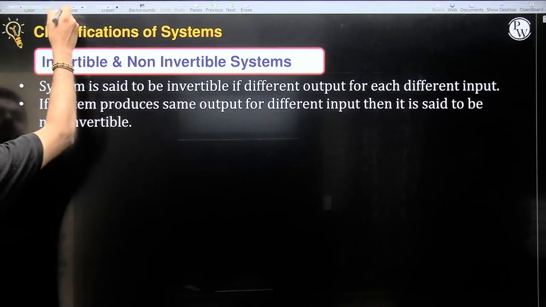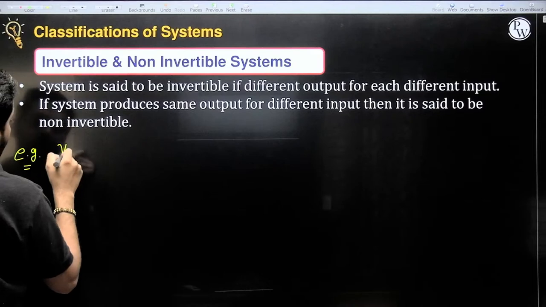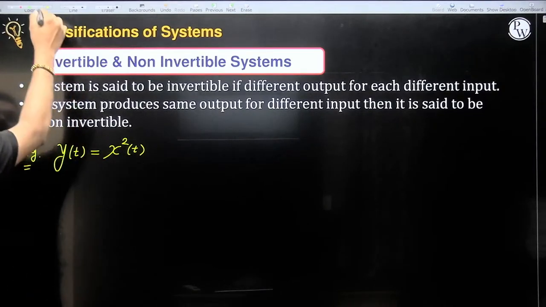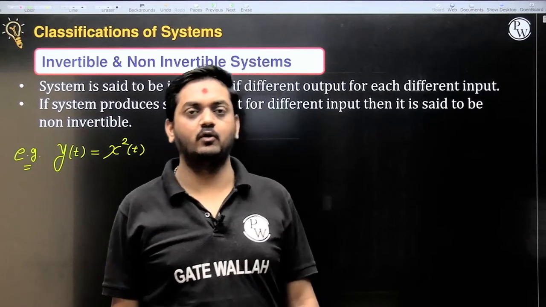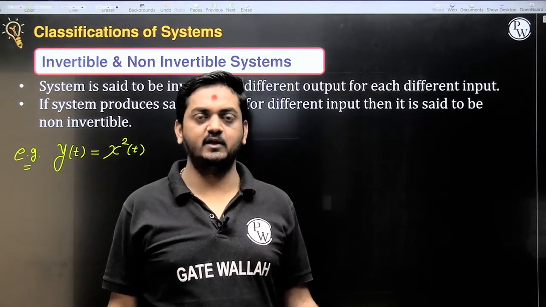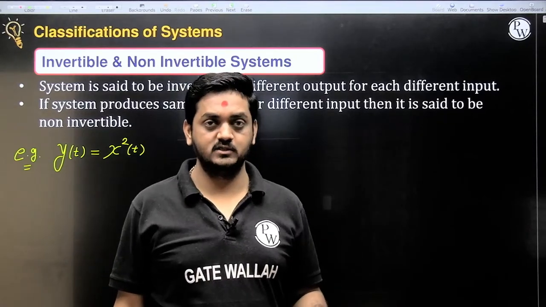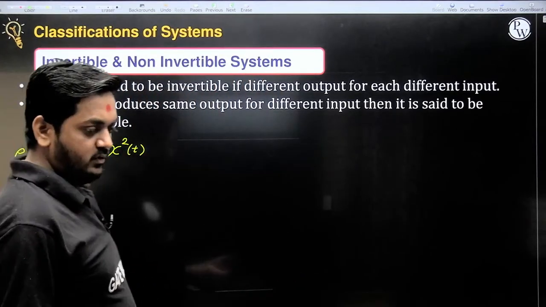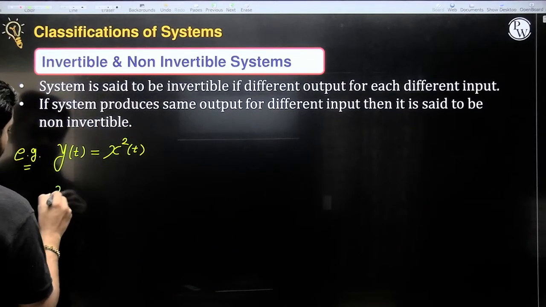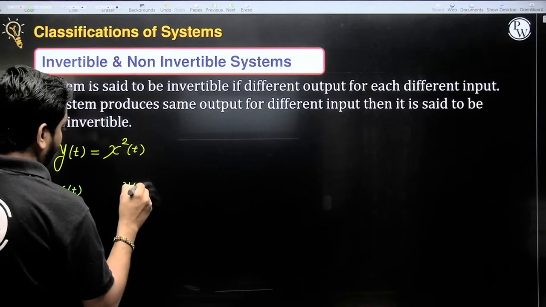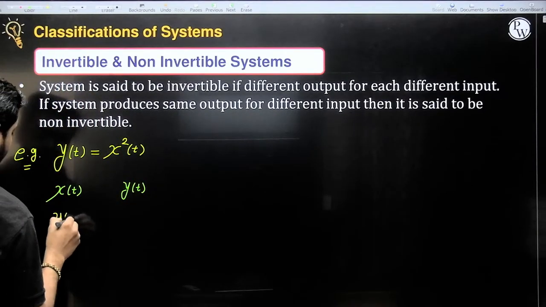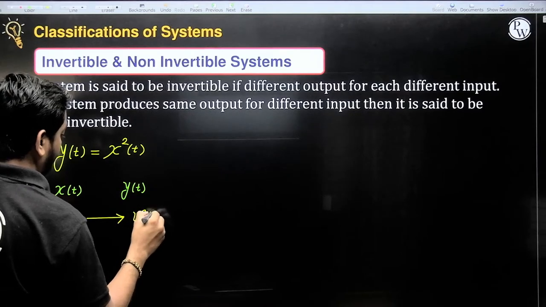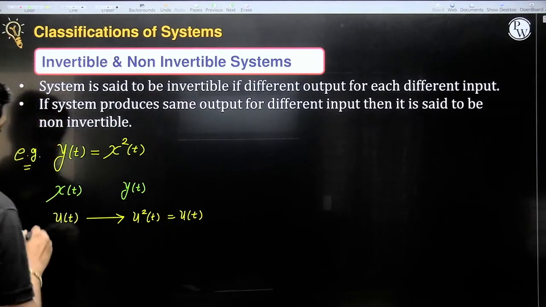Say, for example, a simple example I am taking: y of t equal to x square of t. You can take any input and check whether the given system is invertible or non-invertible. The best test signals are again u of t. It is not necessary to take a bounded input; you can take any type of input signal to check invertibility. Try to take one positive input and one negative input. Suppose x of t is u of t, then y of t will be u of t squared, which is u of t.